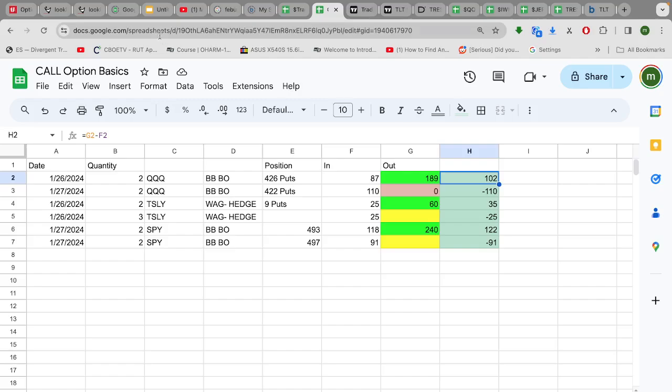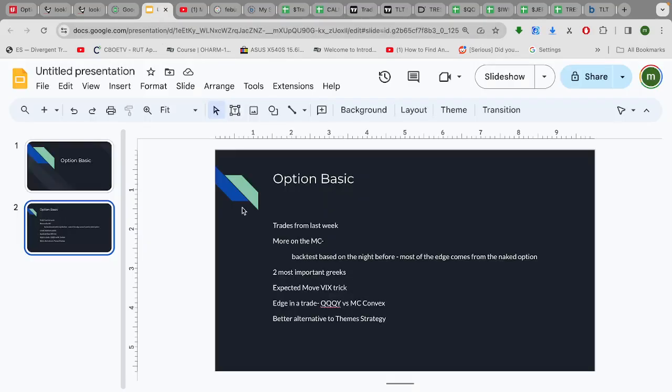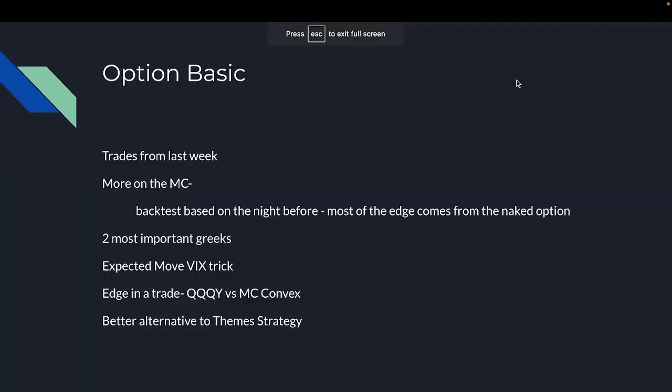Let's look at some of these option trades. I don't know if anyone's been watching my options basic class, but we've been making some paper trades, so I wanted to review those tonight. I also wanted to talk more about the Max Convexity spread that I talked about on last night's show. I had some interest in it, and people have been asking me questions, so we can talk about that a little bit.